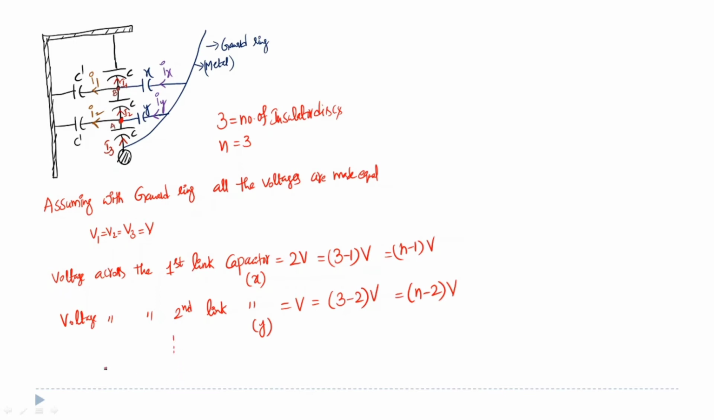Similarly, we can write the voltage across the Lth link capacitor. You can give the name L for that capacitor, and it is equal to N minus L into V. Because if you observe, the voltage across the first link capacitor is N minus 1 into V, across the second link capacitor is N minus 2 into V. Similarly, for the Lth link, you will get the voltage as N minus L into V.